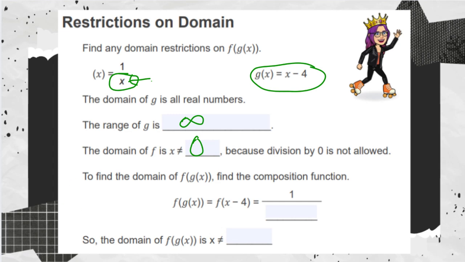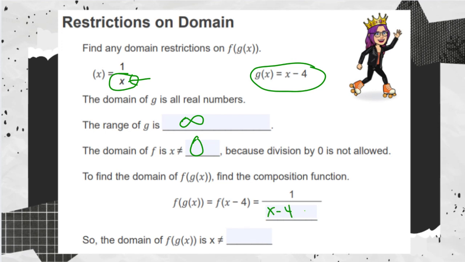Now, if it's like x plus 2, then we would say it couldn't be -2. But in this case, it's just plain x, so x cannot equal 0. Okay? Because we know we cannot divide by 0. It's not allowed. It becomes undefined. To find the domain, what we're going to do is a composition function where we're going to put x minus 4 right here.